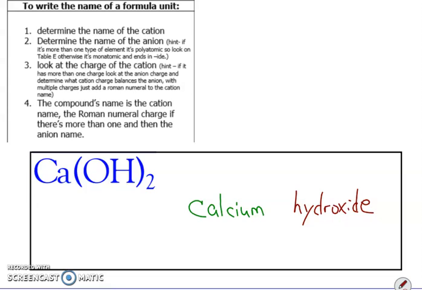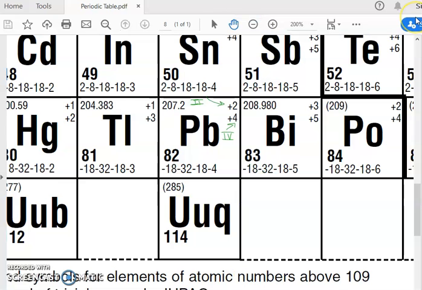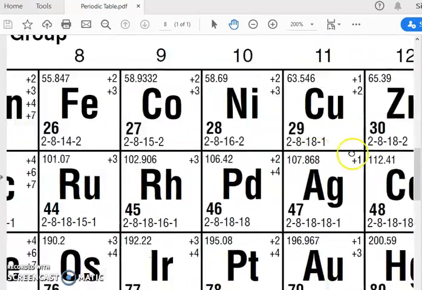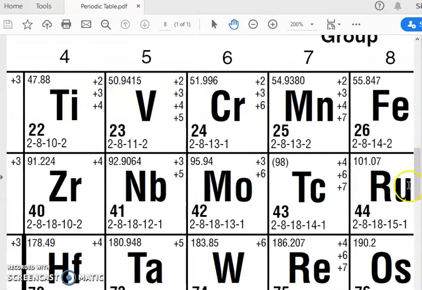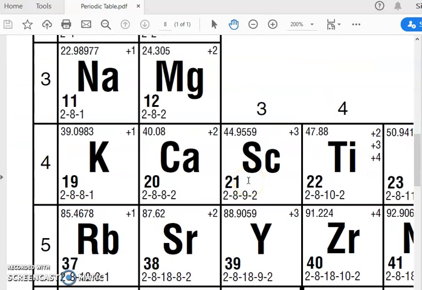So calcium hydroxide. Now we got to look at the charges of calcium to see if there's more than one and if a Roman numeral is needed. So let's bring up our periodic table. Erase these. We don't need that anymore. Move over here to calcium, which is in group 2. This is why you want to kind of know where things are. It's important to be able to find them quickly.